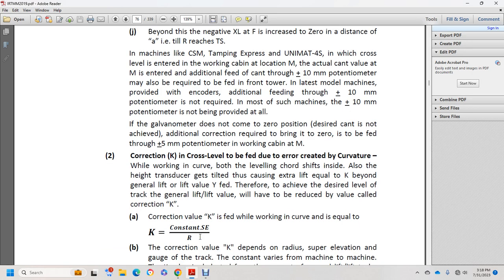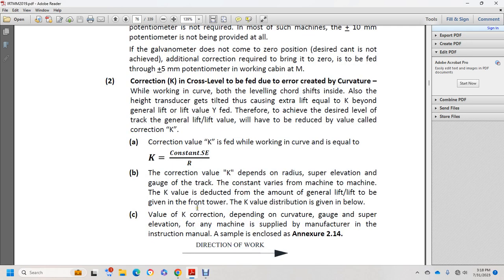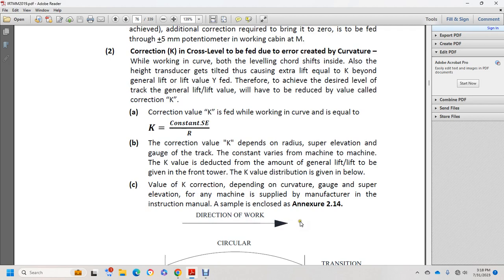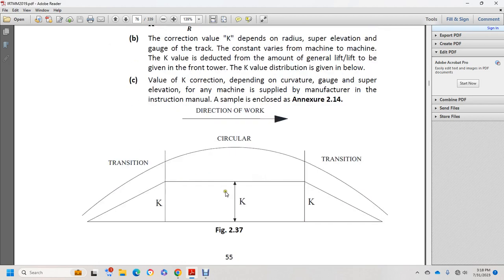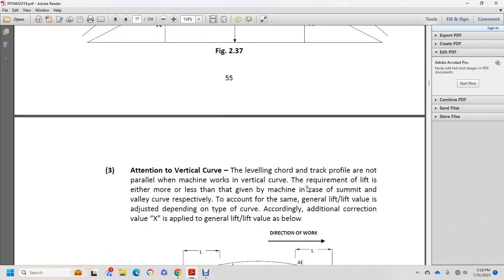to constant is super elevation times the radius of the curve. The correction K value depends on the radius, super elevation, gauge for the track. Constant varies for the machine. The mean stream of the K value is deducted with the amount of the general lift to be given at the front tower, and the K value with the distribution given below with the K, with the correction depending on the curvature, gauge, with the super elevation. Machine supplied with the manufacturer construction manual sample included with the extra 214 direction of the work, the transition curves and circular in transition.